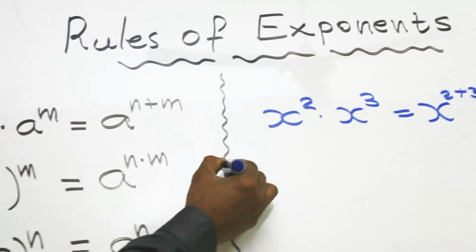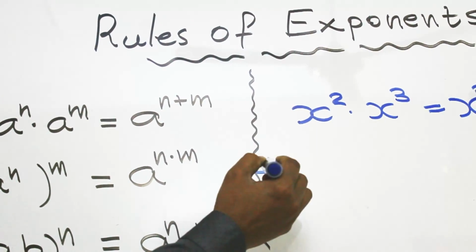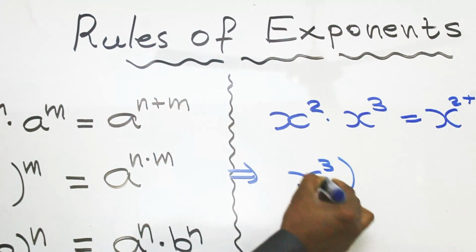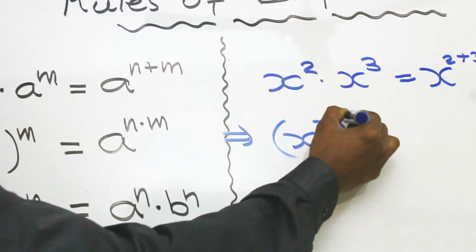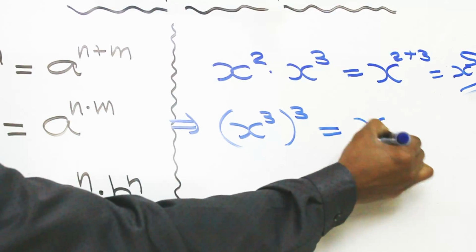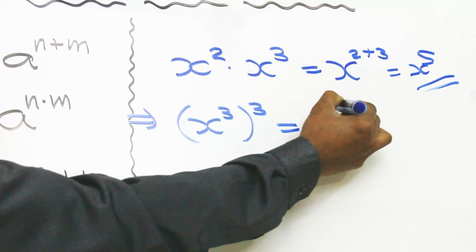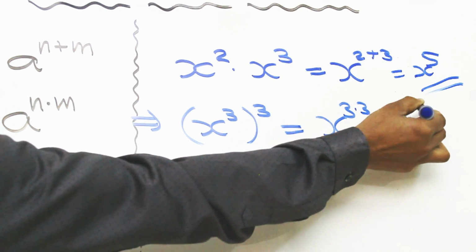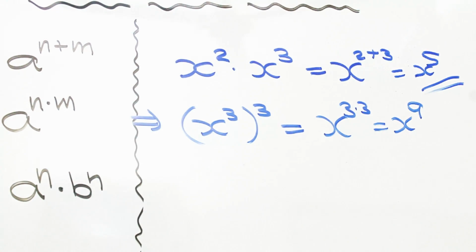Another example: x power 3 all power 3 is equal to x power 3 multiplied by 3, which means x power 9. It will not be 6. You are not adding, you are multiplying the powers.